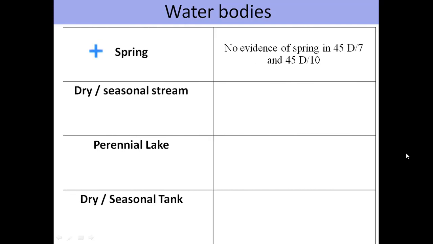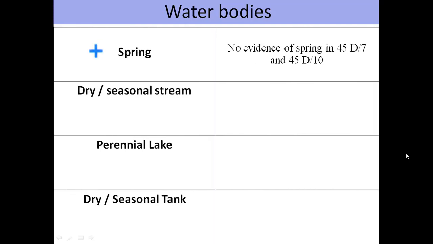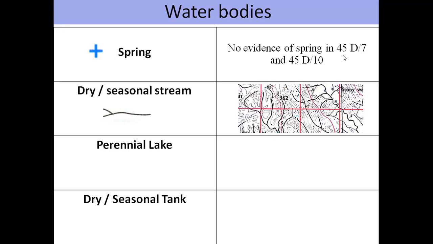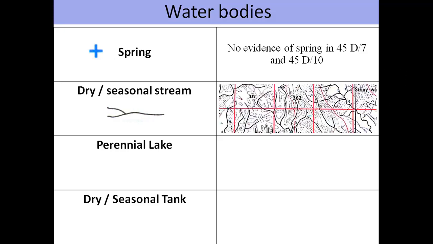Another set of symbols on the topographical map represents water bodies. As you can see, a plus sign in blue color represents a spring. As such, on the topographical maps 45 D7 and D10, there is no evidence of a spring.